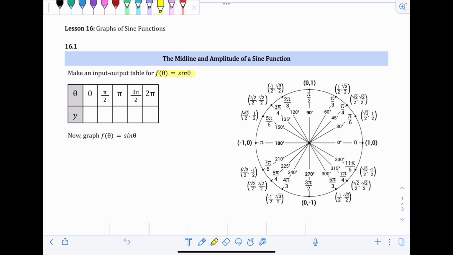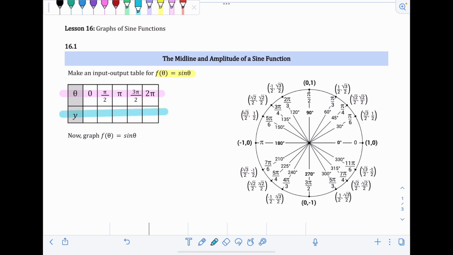It's just that theta is commonly used as a variable for an unknown angle, which we're going to be working with angles in the unit circle here. So we'll make our input-output table. You can see all of the input values, those are across the top. Those are in terms of theta. All of our output values will go on the bottom.